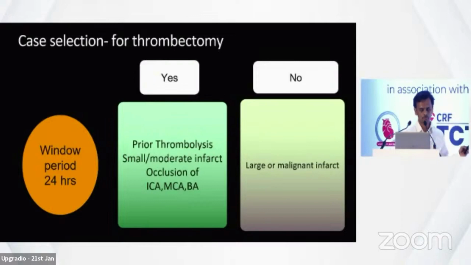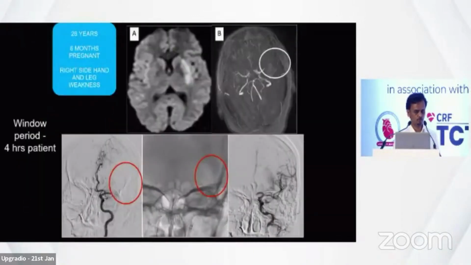And the window period is up to 24 hours. The same criteria people are extending up to beyond 24 hours also, but we need to be careful because it's not in the guidelines currently. So, a few case examples. The white one is the infarct, and you can see the corresponding arterial occlusion.